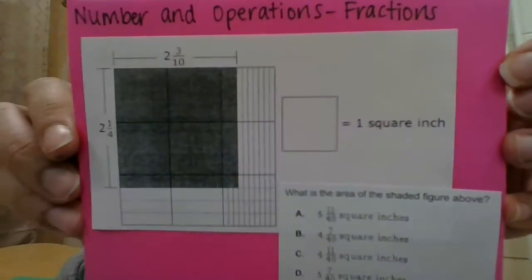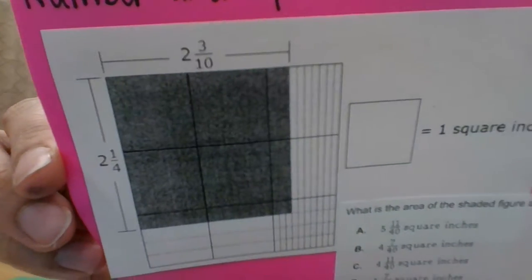So we are trying to find the area of that shaded figure. The dimensions are 2 3/10, and then 2 1/4.